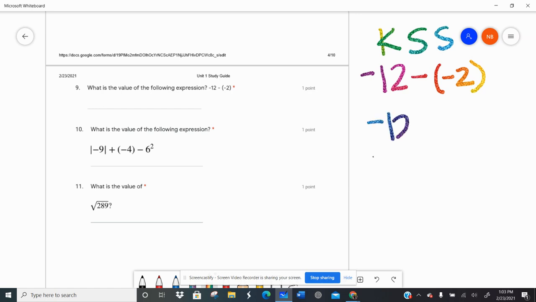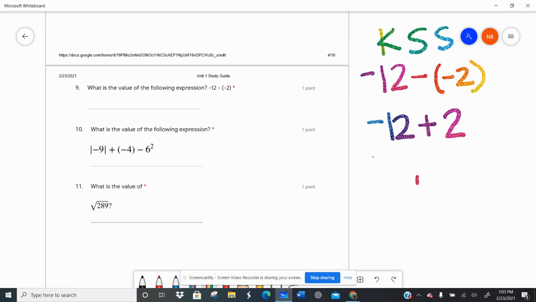So I have -12 plus +2. Okay, so now I have to add these integers. When I think of the rules of adding, it's same sign add, different sign subtract. Same sign keep the sign, different keep the larger. So those are different signs. I have one negative and a positive. They're different signs, so I subtract them.